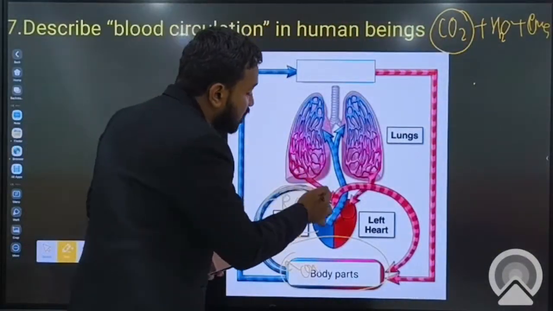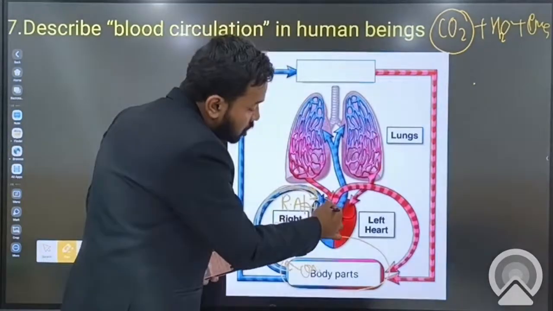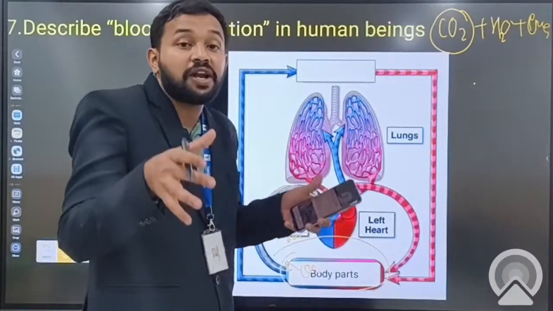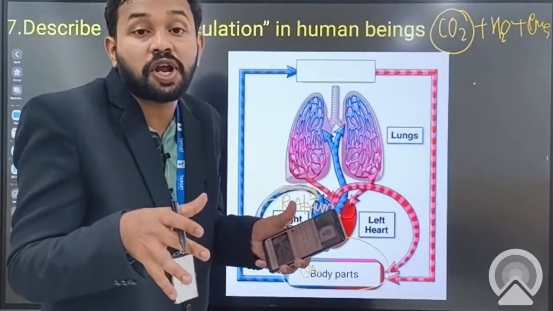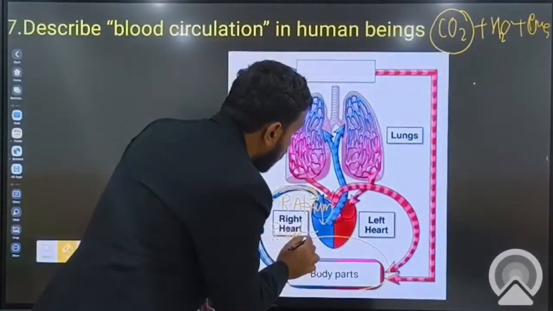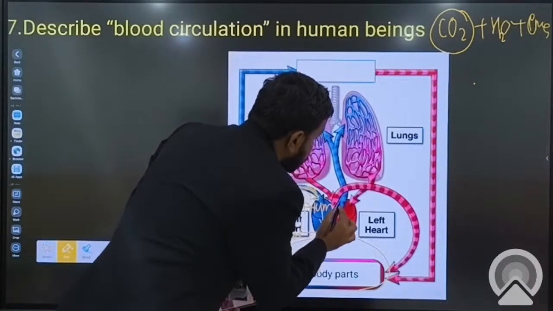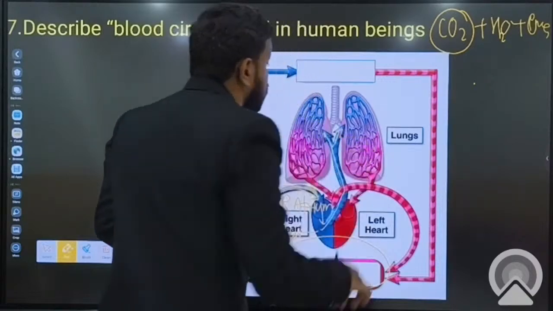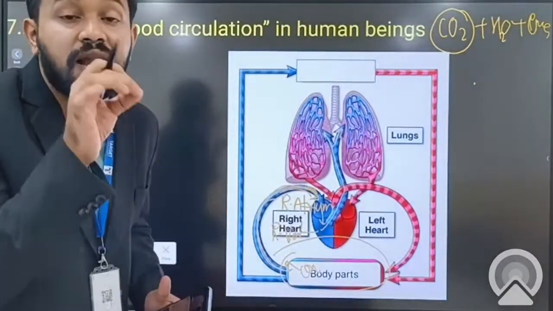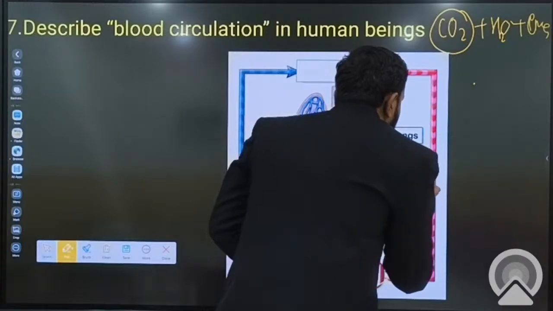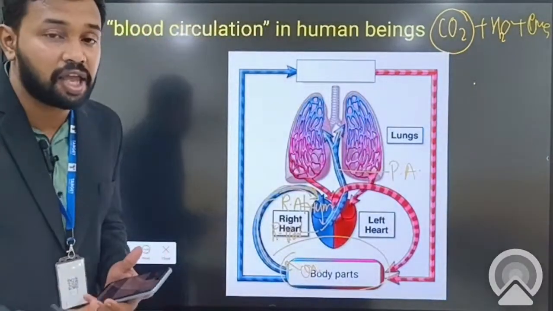The deoxygenated blood reaches the right atrium, then it moves into the right ventricle. When the right ventricle is filled, the walls of the right ventricle contract. Then the blood reaches the lungs through the pulmonary artery.